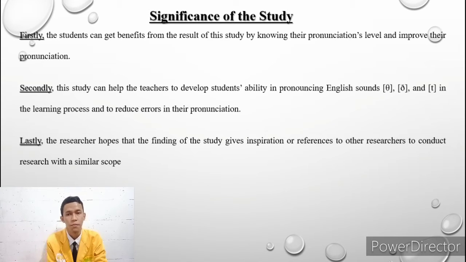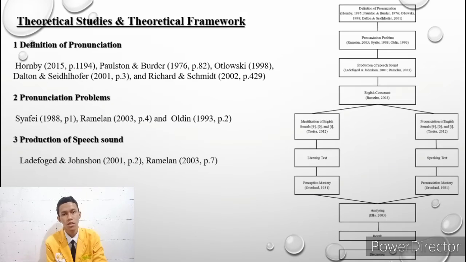with a similar scope. And then there are some relevant theories underlining this study, started by a theory about the definition of pronunciation, which was stated by Hornby, 2015, and then Paulston and Bruder, 1976, Otlowski, 1998, Dalton and Seidlhofer, 2001, and Richards and Smith, 2002. Besides this theory about pronunciation, the researcher also presents some theories about pronunciation problems, stated by Shafi'i, 1988, Ramlan, 2003, and Aldin, 1993.